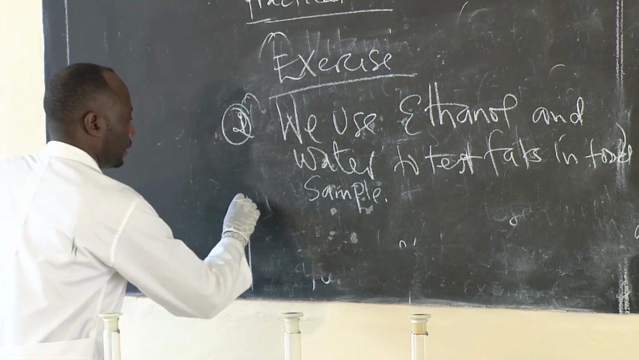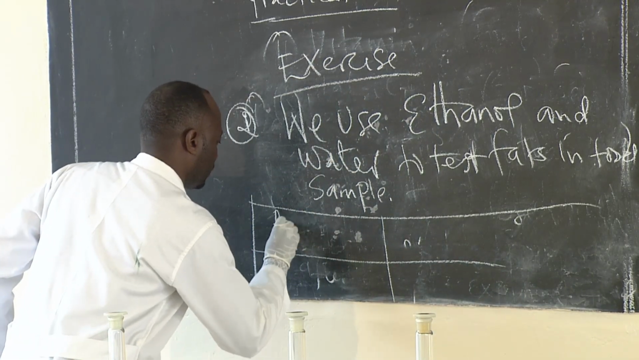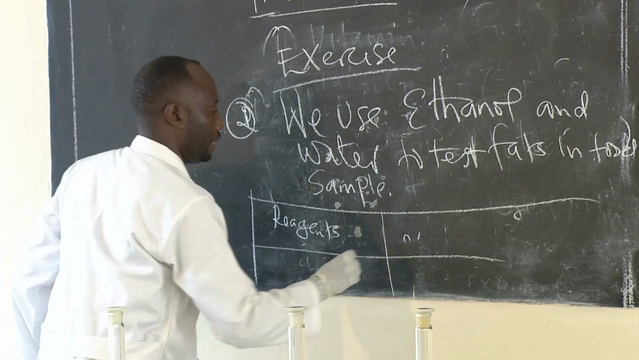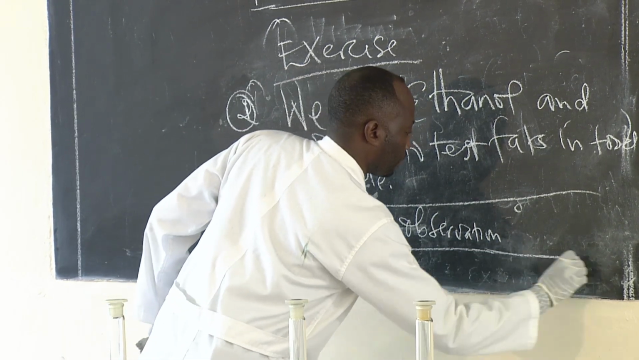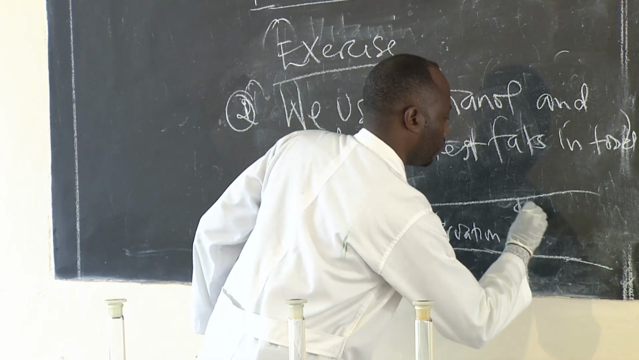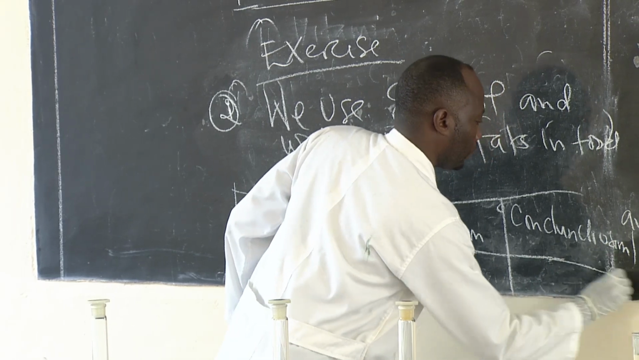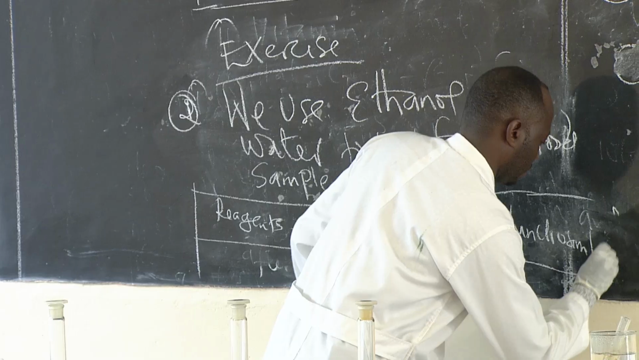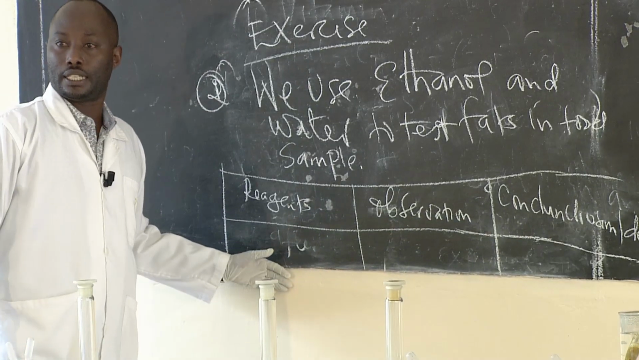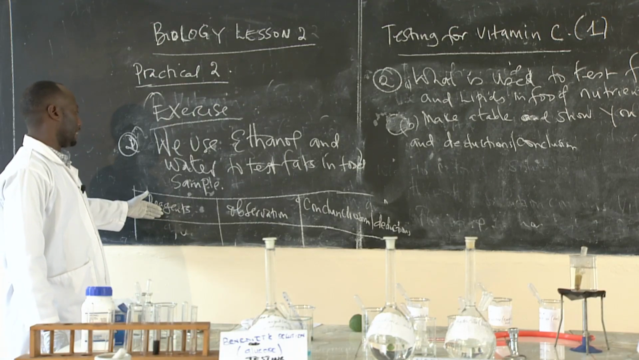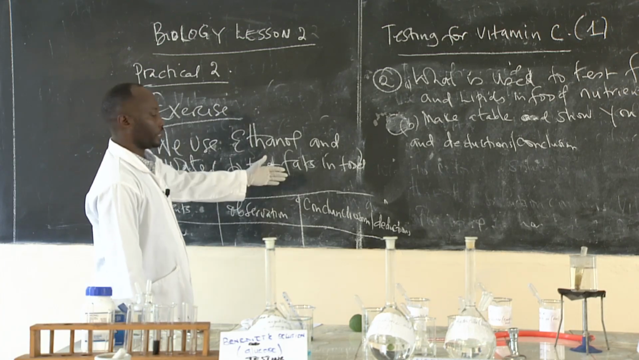Then the conclusion: you have to make a table, and the table will be very brief. This is supposed to be the reagents, and then you talk about observations. Then from the observation, you make a conclusion, or we call it deductions. So I'm going to leave you with that exercise. You talk about the reagents, you add like 2 drops or 2 centimeters, and then you make your observations, and then you make a conclusion.